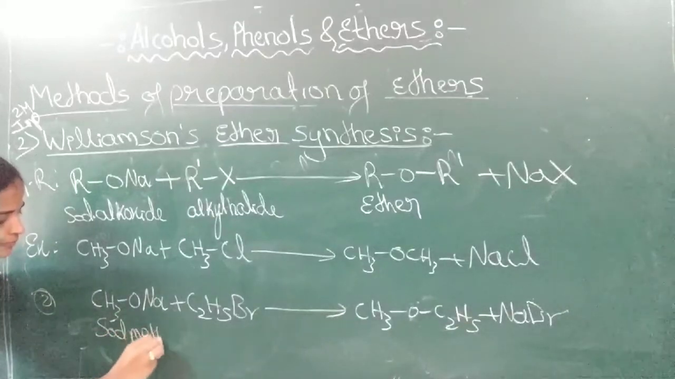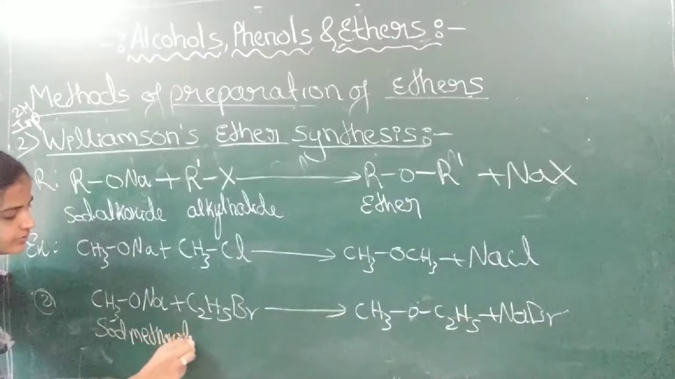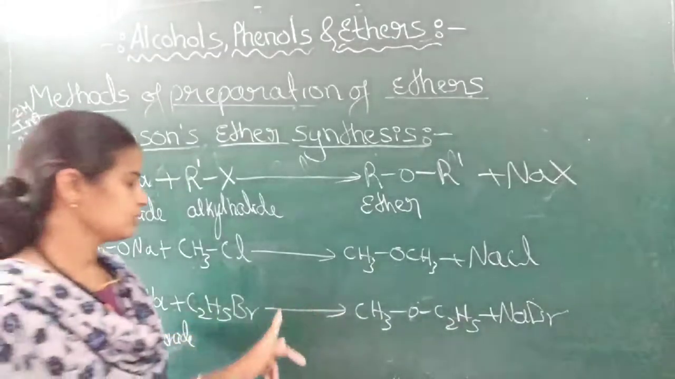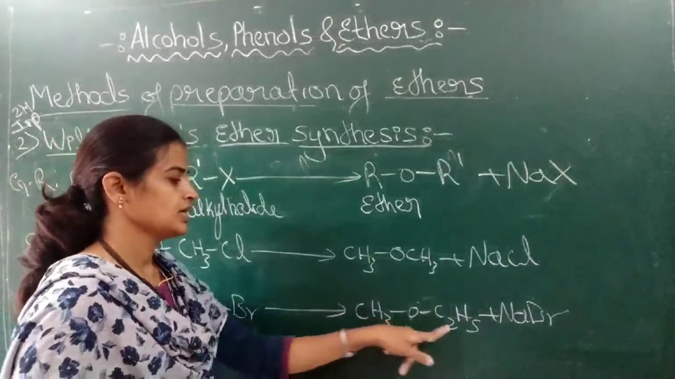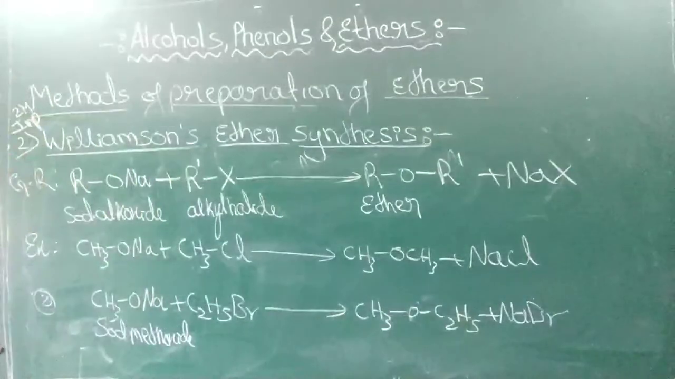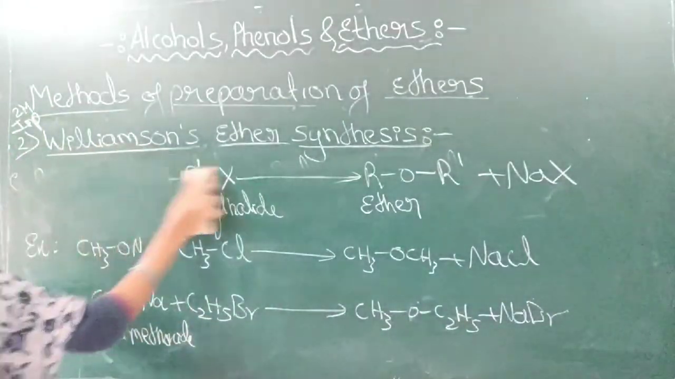Sodium methoxide. The name of this one is ethyl bromide or bromoethane, and the name of this product is ethyl methyl ether. Right, ethyl methyl ether. Okay, so I'll move on to the third example.